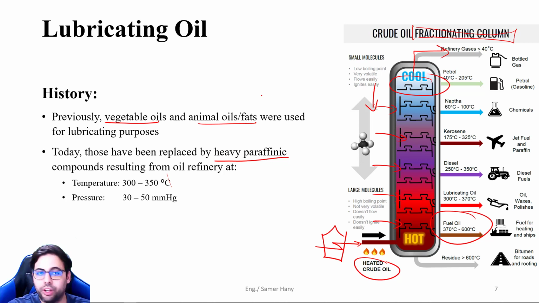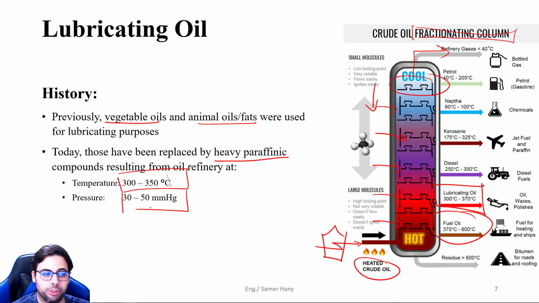Okay, so where do we get our oil? This is fractionating the crude oil into its different fractions or cuts. We take this fraction or cut, the lubricating oil, which is at 300 degrees Celsius to 350 degrees, and the pressure conditions are 30 to 50 millimeter mercury. 30 to 50 millimeter mercury is too low of a pressure. It's almost vacuum, because we know that the atmospheric pressure is 760 millimeter mercury. So this 30 to 50 millimeter mercury is very low.